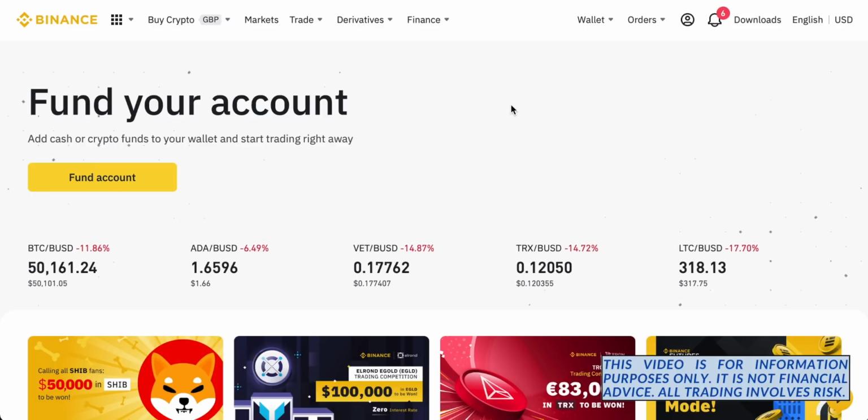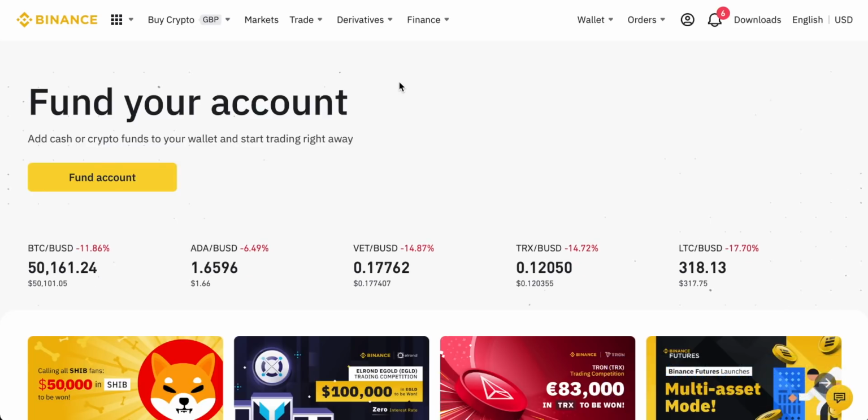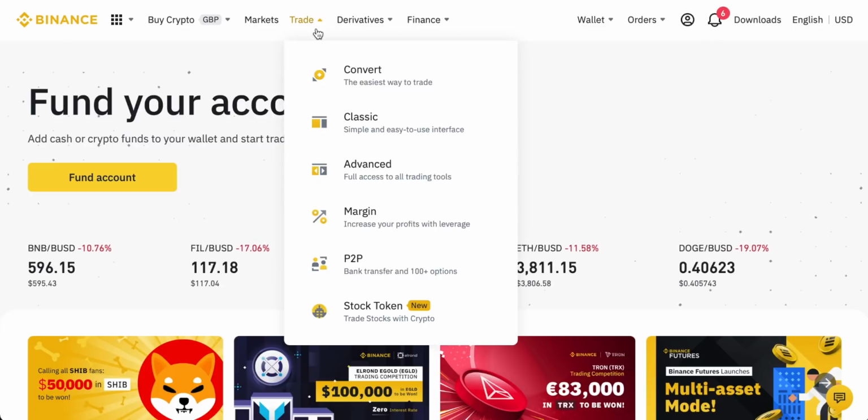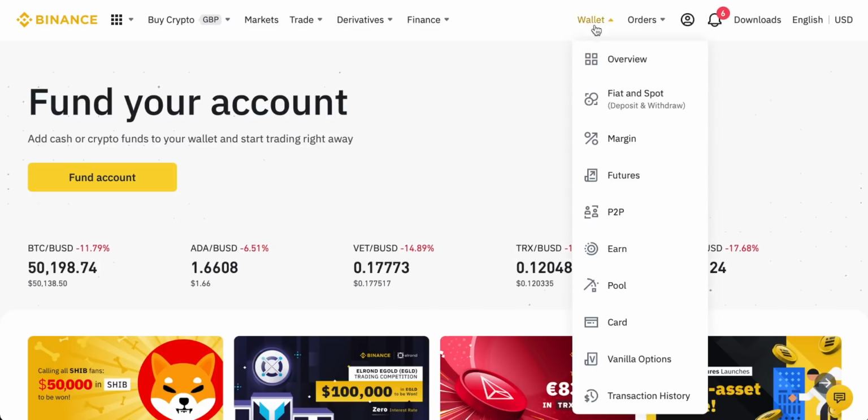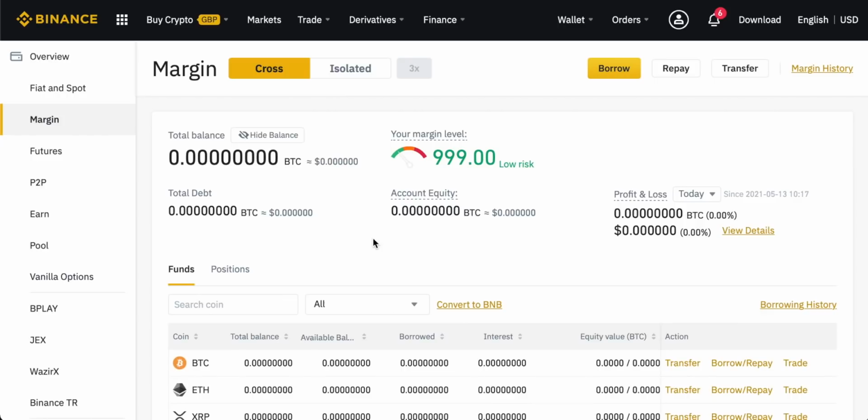We're going to come right into our margin trading dashboard. Now, there's two ways to get to margin trading. The first is to go up to here to trade and then click on margin. That's going to take you right through into the actual trading screen. But first, I'm going to go into our dashboard. So we come up to wallet and then we can come into our margin wallet. So we can click this and our dashboard comes up here.